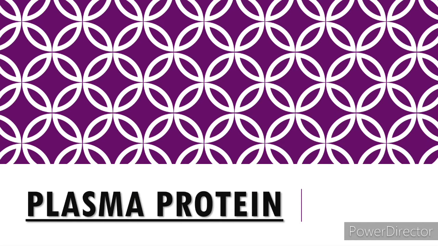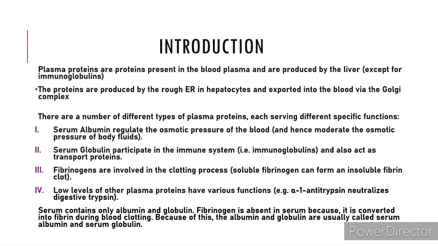Starting with plasma protein. So the introduction: plasma proteins are the proteins which are present in the blood plasma, and they are produced by the liver except for immunoglobulins. Now these proteins are produced by the rough endoplasmic reticulum in the hepatocytes. Hepatocyte means liver cell, and they are exported into the blood via the Golgi complex.